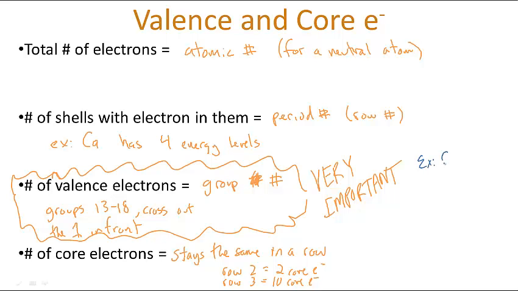So let's do 3 examples. Let's go back to calcium again. Calcium is in the 2nd column, which is group 2. So calcium has 2 valence electrons. Now let's look at carbon. It might say group 14, but remember I asked you to cross the 1 out in front. So that's group 4. So carbon has 4 valence electrons, which is the same as silicon, germanium, and we're not going to talk about lead or tin.